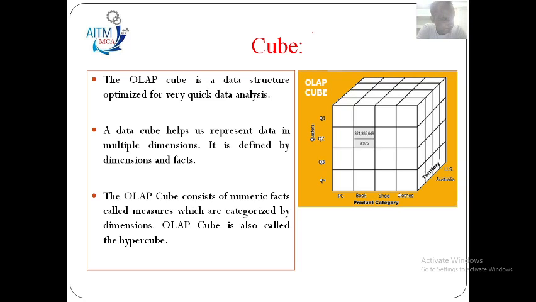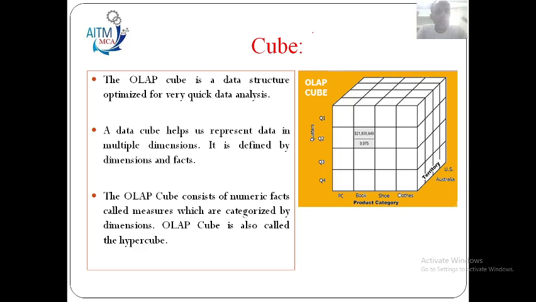Data stored in a particular manner or particular structure. Yes, it is a mechanism for storing the data. Okay, data structure is a mechanism of storing data. Got it? So this is also one of the mechanisms. It is also a data structure in which very quick analysis of the data can be done.